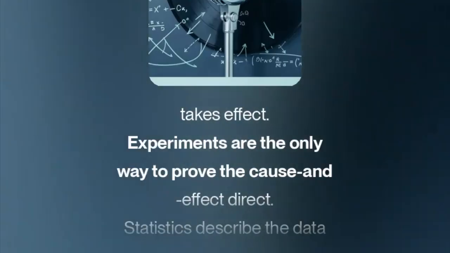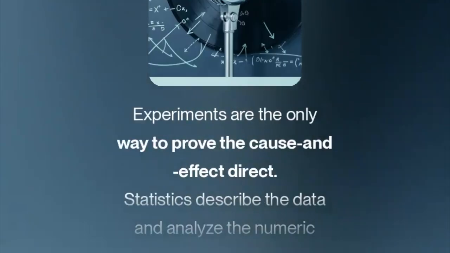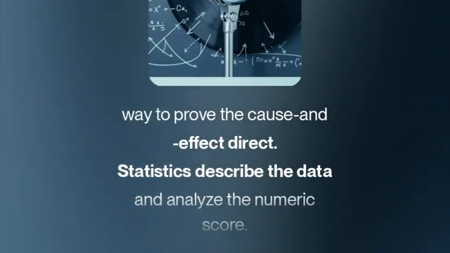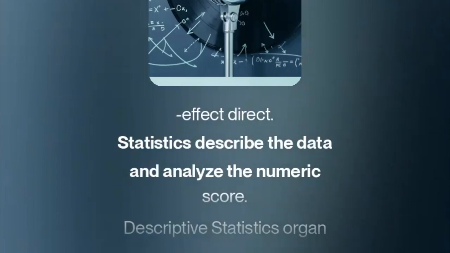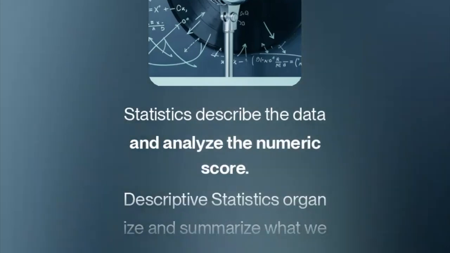Between subjects uses 2 totally different groups to run the test. Within subjects uses the exact same group twice to see what's best. And if you test 2 or more IVs to see how they combine, that's an interaction showing how the variables entwine. Statistics describe the data and analyze the numeric score.